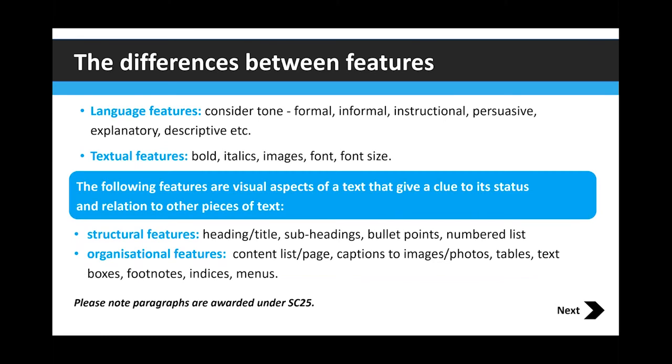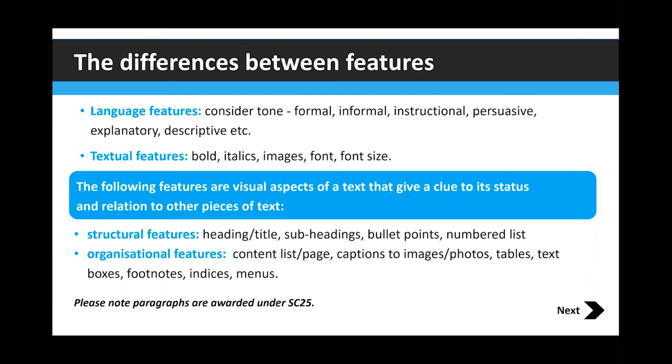To break down the differences between features that we would find at level 1, we have language features, textual features, structural features, and organisational features, all very much different. So to give you some guidelines, the language features, we would expect learners to be able to consider the tone of the language. So is it formal, informal, instructional, persuasive, explanatory, descriptive, etc. Again, that will be very much dependent on text type. So it's really important that learners have a sound understanding of the different text types that could be in circulation.